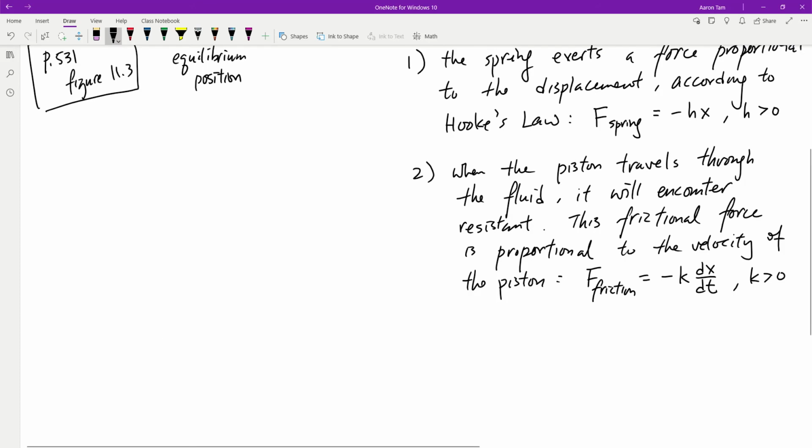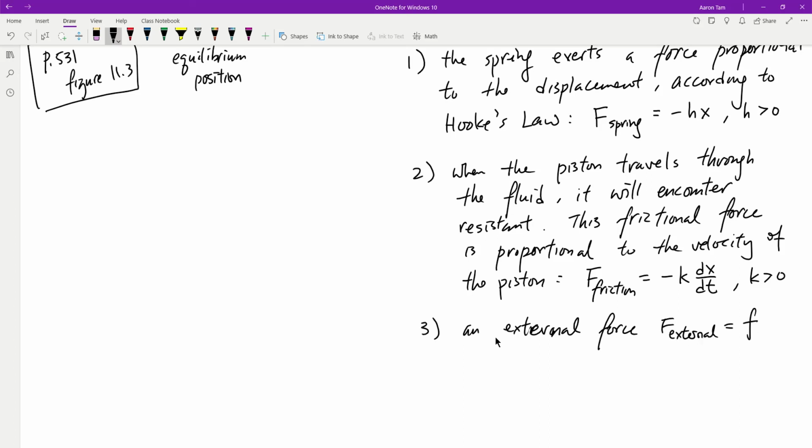And that was the last thing that's involved. The last thing is the following. The piston might have some kind of external force that moves it. Okay, an external force, let's just say F external equal to some function F, maybe applied to the piston. And if it does, then it definitely has to be calculated within the system.